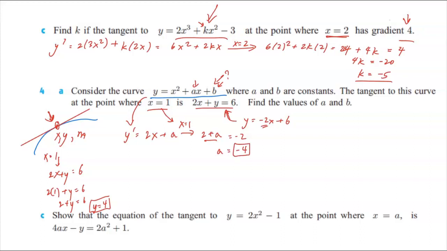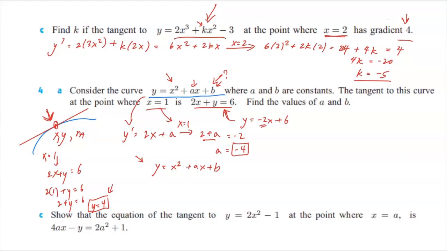Now that we know that a equals negative 4, and we know that the y coordinate is 4, we might be able to use this equation to find out what b is, right? Let's write it all down here. So we know that at this particular point, which should make this equation true, y is equal to 4, x is equal to 1, and a is equal to negative 4. So now we can use that to find b.